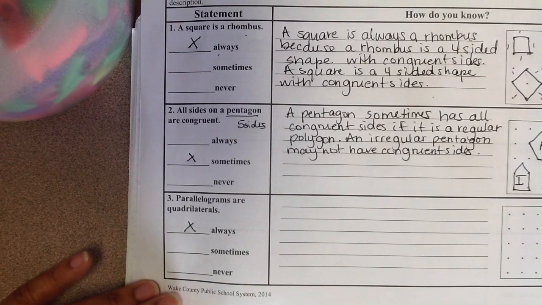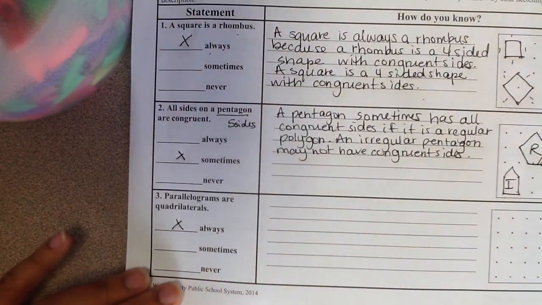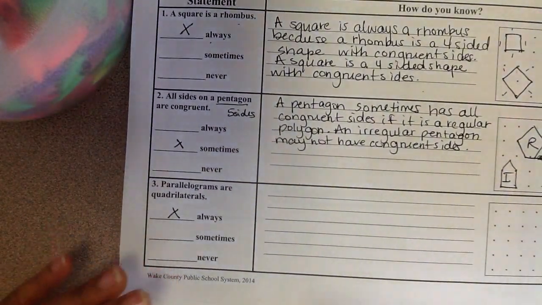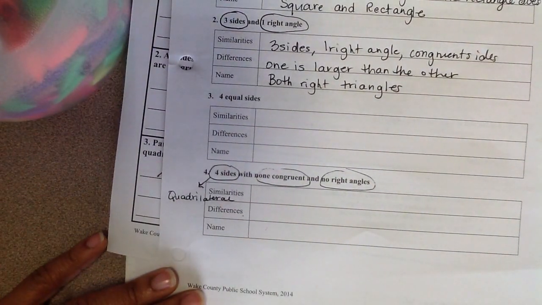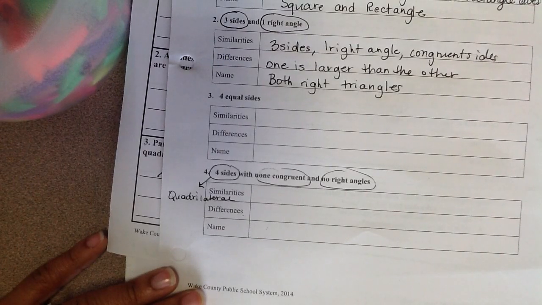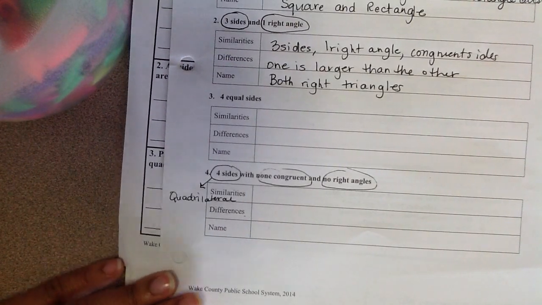And the silly thing for this week is at least trying number 4 and showing me that you tried it, to see if you can come up with 1 or 2 shapes that have those side lengths and no congruent sides and no right angles.